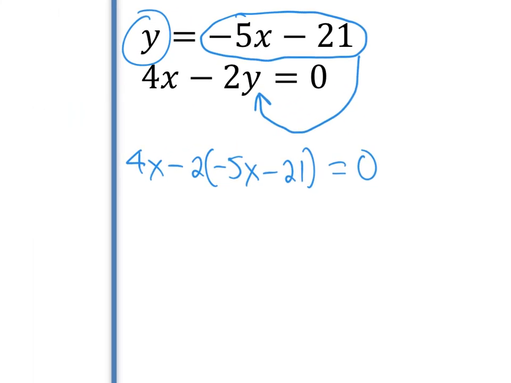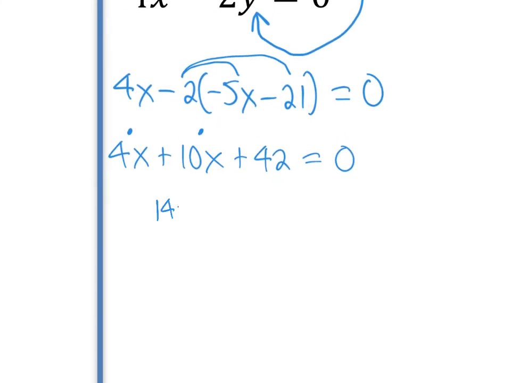All right, now we got to solve from here. Anything to distribute? Yes, we have negative 2 times this and negative 2 times that. So we have 4x. Negative 2 times negative 5x is positive 10x. Negative 2 times negative 21 is positive 42, equals 0. Anything else to distribute? No. Any like terms? Yep, we got 4x and 10x, which is going to be 14x.